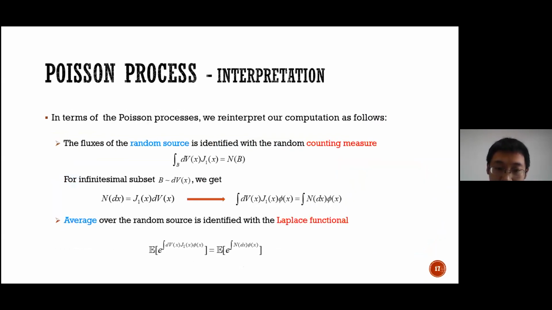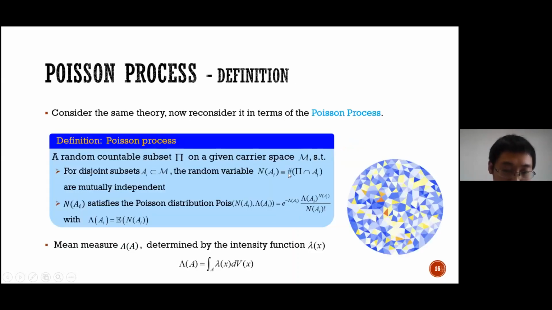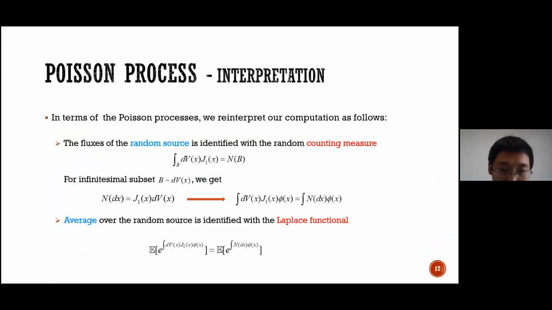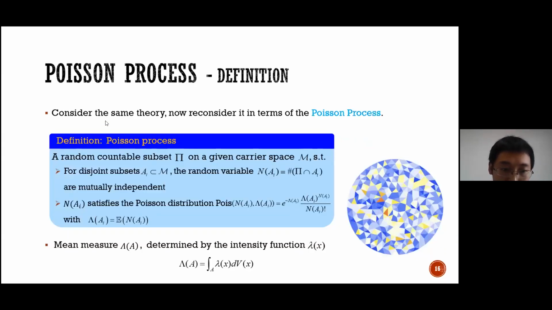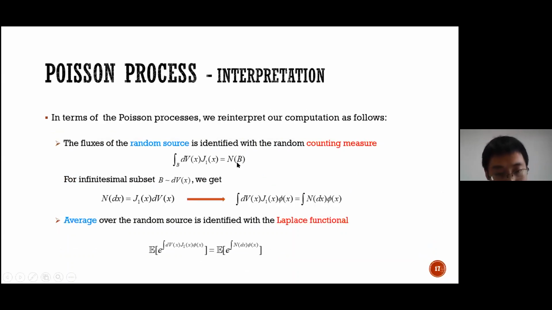So then we can rephrase all the previous computations we have done in terms of this Poisson process, where now these random sources are interpreted as the random variable, which has another name, called a random counting measure. It's a measure because it maps a subset into a number. It's a counting measure because it's defined to be the intersection number, so it takes integer values and just counts how many intersections there are. It's random because the Poisson process assumes this value to be a random variable. So it's a random counting measure.